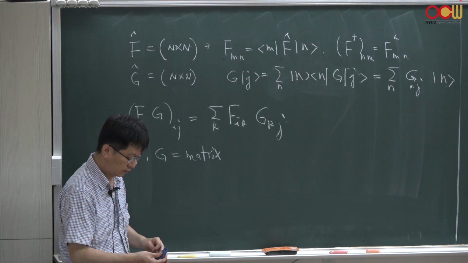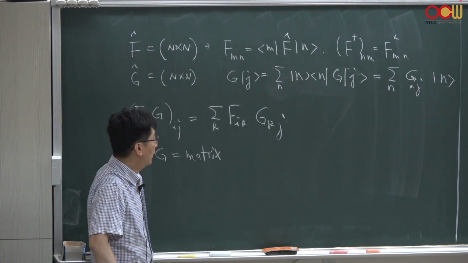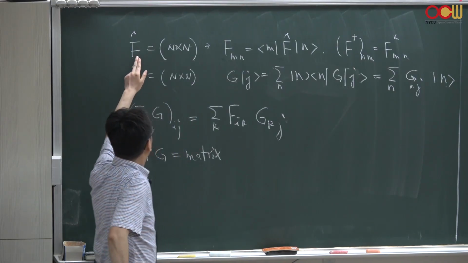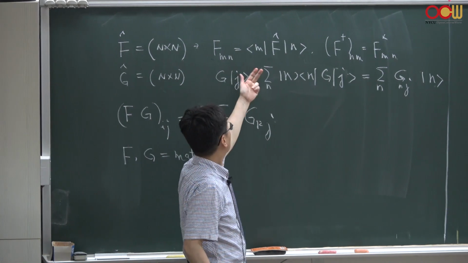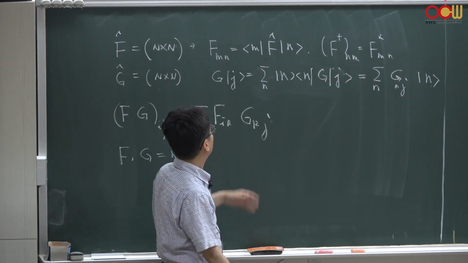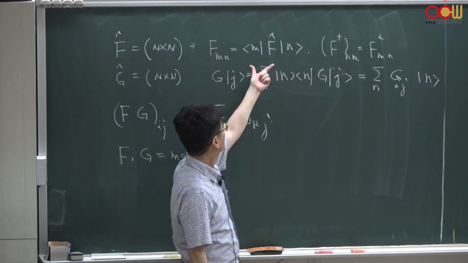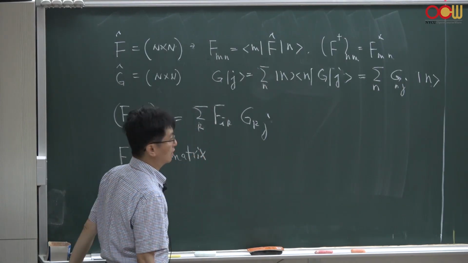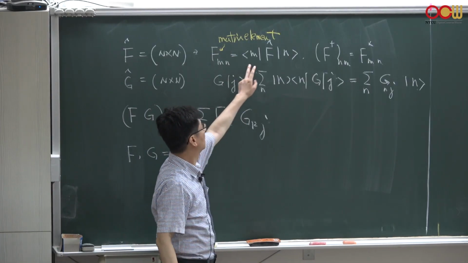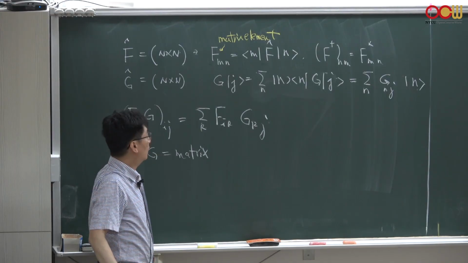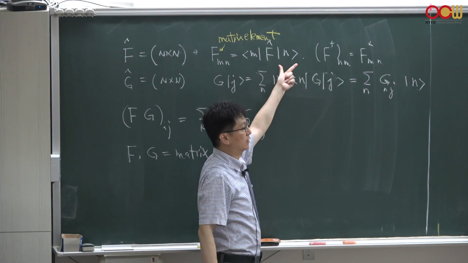Let's derive this kind of correspondence more rigorously between the quantum mechanical operation and the matrix product. Suppose this capital F and capital G are quantum mechanical operators. As we already defined, we could construct a matrix based on this complete set of bases m and n, and this is defined as our matrix element. This F_mn is defined by this kind of matrix product among a row matrix, an n by n matrix, and a column matrix.